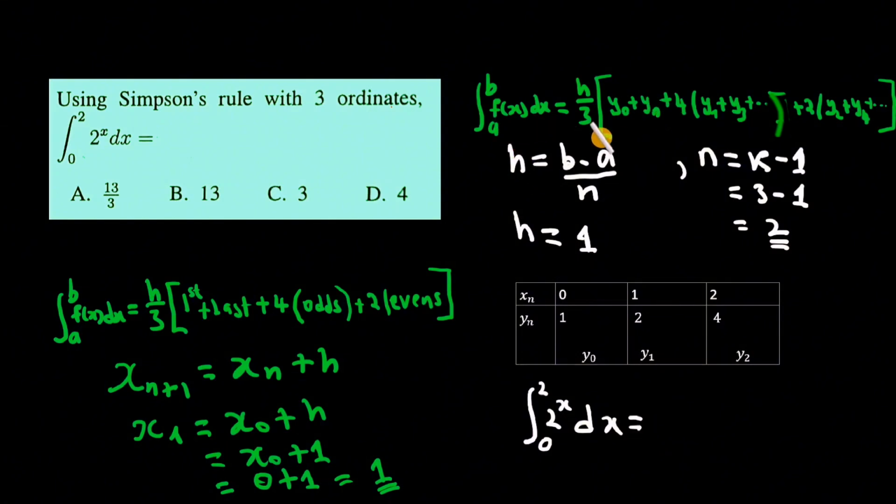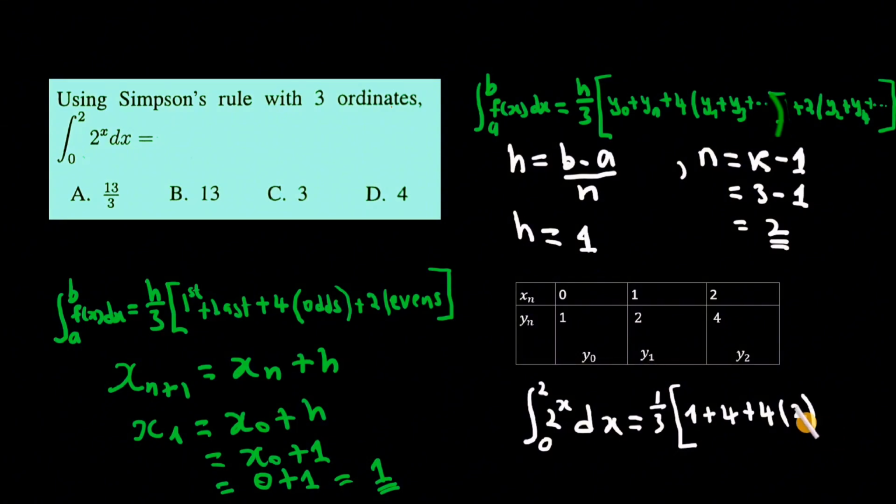Now the next step is to calculate or approximate this integral. The formula says I should write h over 3. H is 1, so here I will have 1 over 3 into y0 plus yn. y0, as I said, is the first value of y here, which is 1. So I'll have 1 plus the last y value, which is 4. That is first plus last, plus 4 into odd. The odd y value here is y1. y1 is odd because the subscript is an odd number. 1 is an odd number, this is the only y value that is odd, and the value is 2.